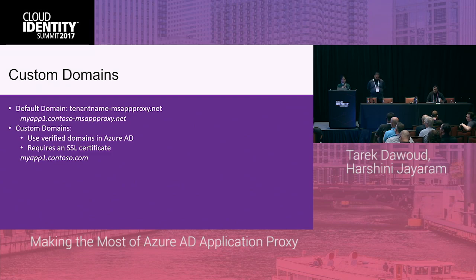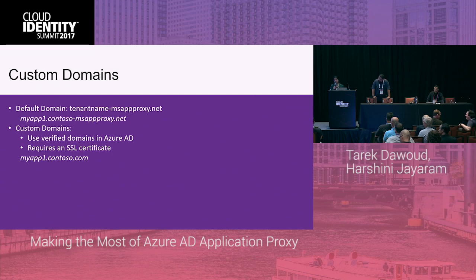By default, if you come to use application proxy, we have a domain that you can use for these apps that'll look something like your tenant name-msappproxy.net. So for example, myapp1.contoso-msappproxy.net. But of course, when you're having your users access these resources externally, you'd like to be able to have your own domain. And so if you are able to verify a domain in Azure Active Directory and upload an SSL cert for that domain, you can then use whichever domains you verified for these applications.